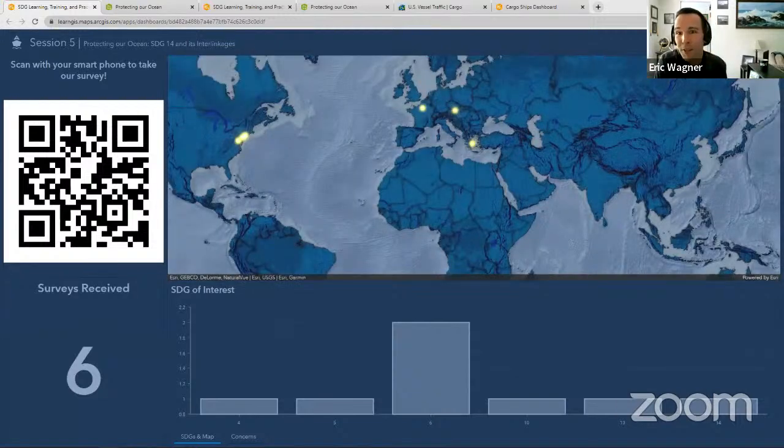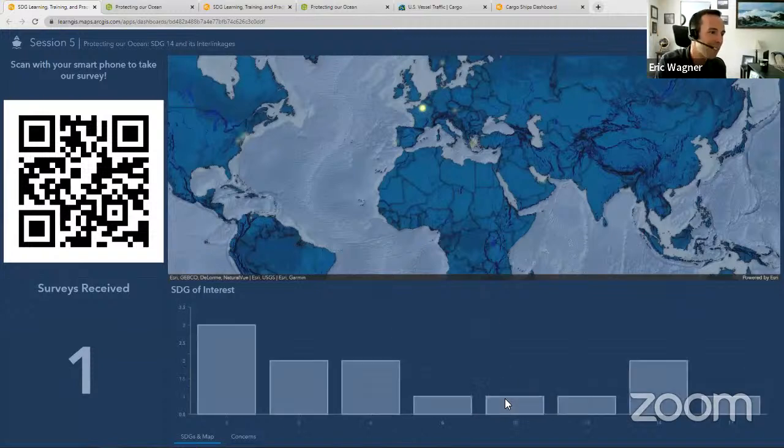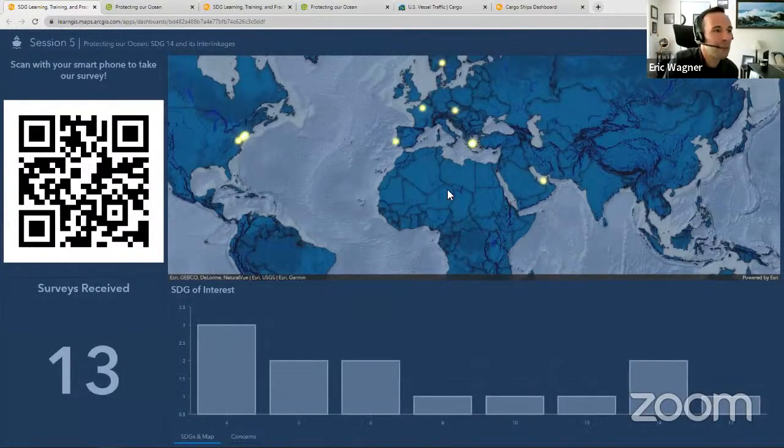And if you want, I've also shared the link to this dashboard. So if you want to see it and even explore a little bit of it yourselves, you even have the ability to click on some of the different elements in our dashboard. If you want to see where in the world someone's interested in SDG number 10, you can see that's coming in from northern France. And we'll give this again just a couple minutes for everyone to fill out that survey.